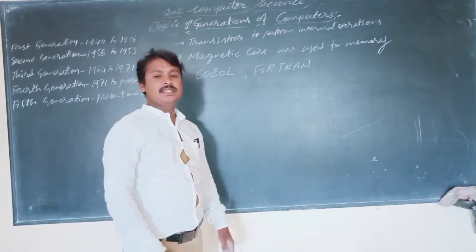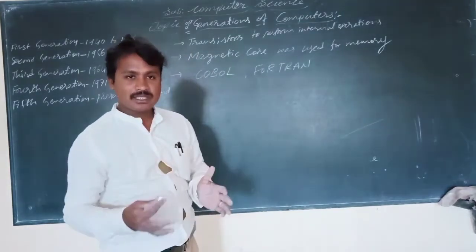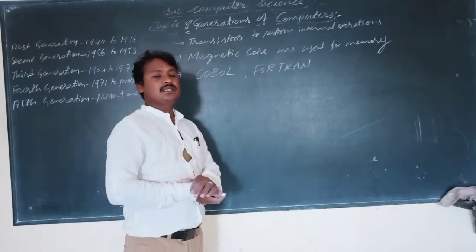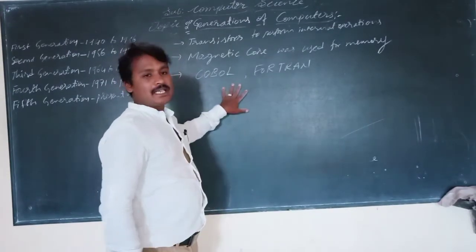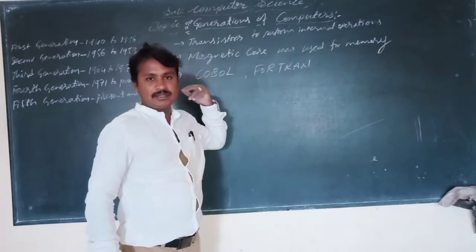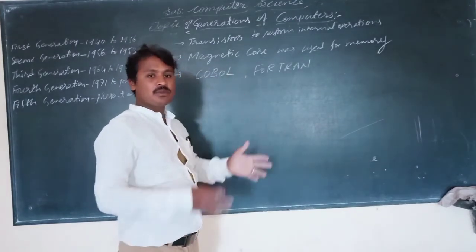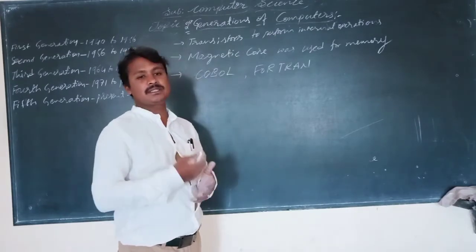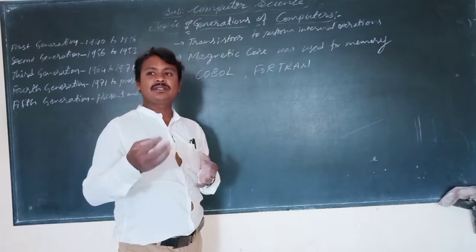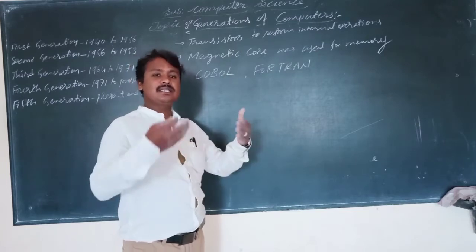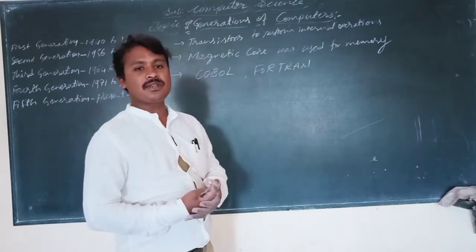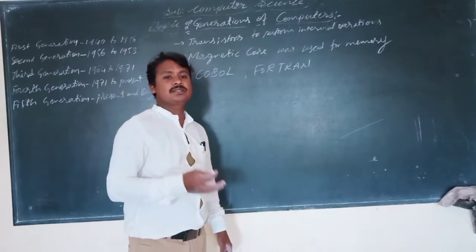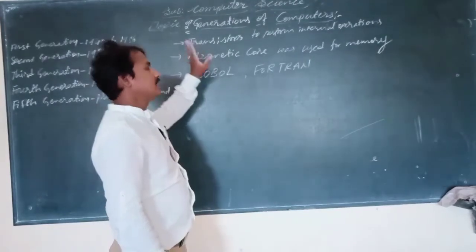These computers became a little bit smaller compared to first generation, and these computers were more reliable and accurate than first generation computers. They have more storage capacity, especially secondary storage. What we were using for secondary storage is magnetic tapes. All these developments happened in the second generation of computers.